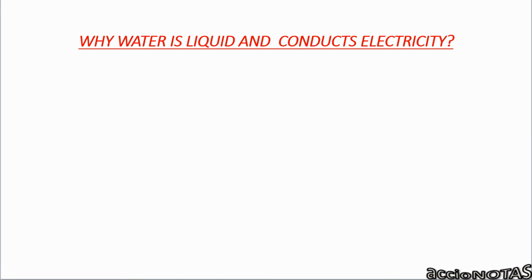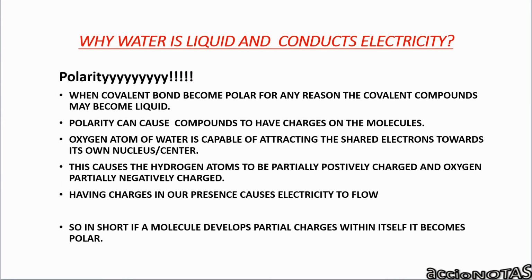So in summary, why is water liquid and conducts electricity? Because of polarity. When covalent bonds become polar for any reason, the covalent compounds may become liquid. Polarity can cause compounds to have charges on the molecules. The oxygen atom of water is capable of attracting the shared electrons towards its own nucleus.